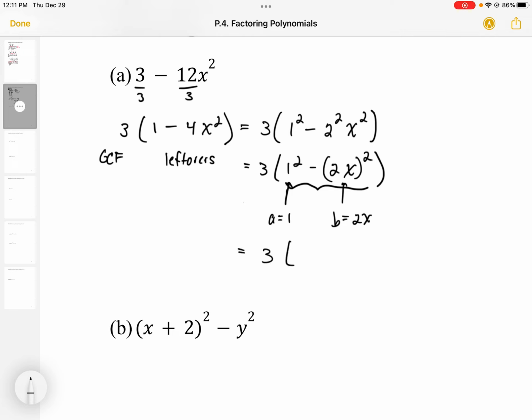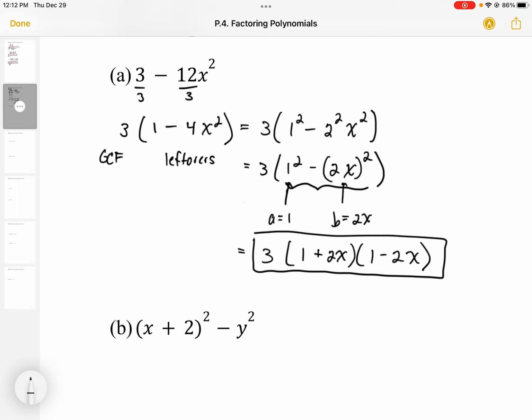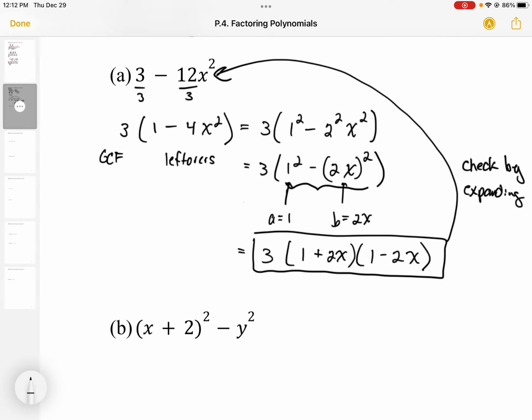So now we can write a plus b times a minus b, and we could distribute all of this out. So this is our answer. This is completely factored. We cannot factor 1 plus 2x times 1 minus 2x any further. But we could multiply this whole thing out, and when we do so, we should get what we started with. So check by expanding. And when I say expanding, I just mean multiplying it all out.